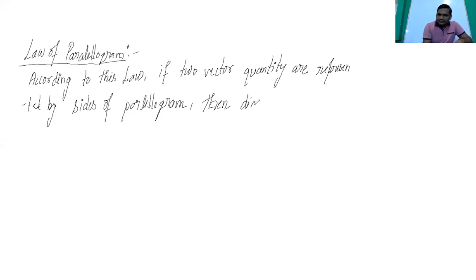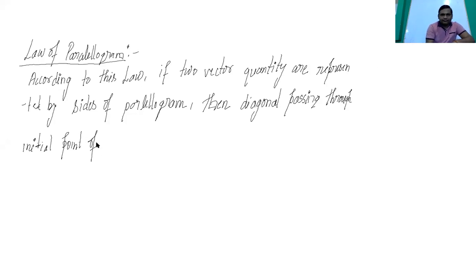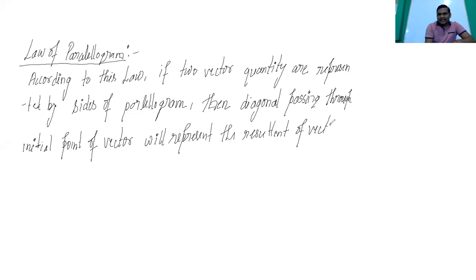then the diagonal passing through the initial point of the vectors will represent the resultant of the vectors. You can see it like this.